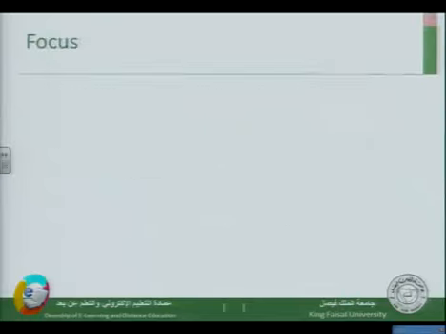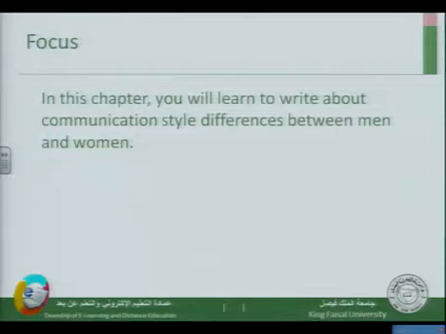Now, the focus of this chapter is going to be to learn how to write about communication style differences between men and women. Now, when we talk about gender, we're talking about either male or female, right? Now, when these two kinds meet and want to express something to each other, they do it in different manners. So, women tend to be different from men when it comes to communication. And this chapter is going to focus on that idea, and it's going to give us some new ideas and new vocabulary as to how these differences go about and how these differences are realized.